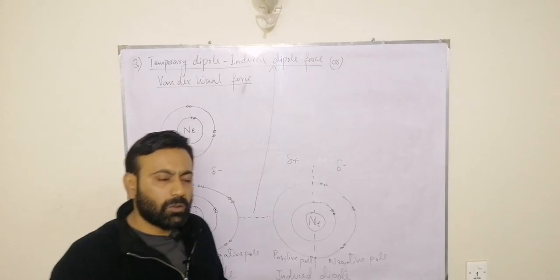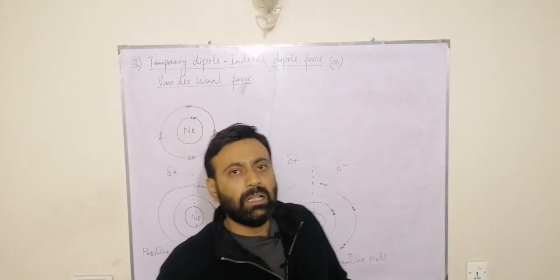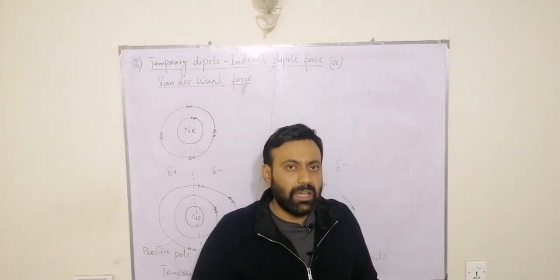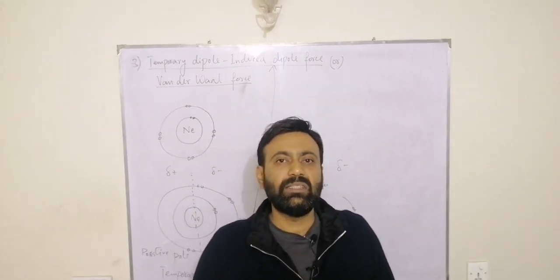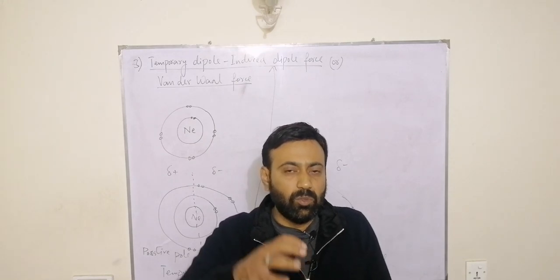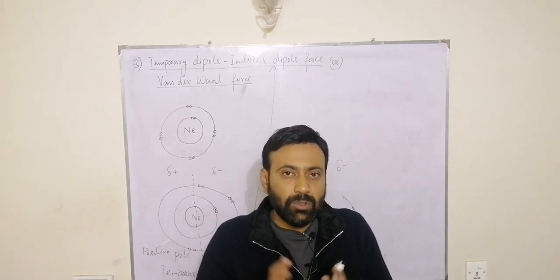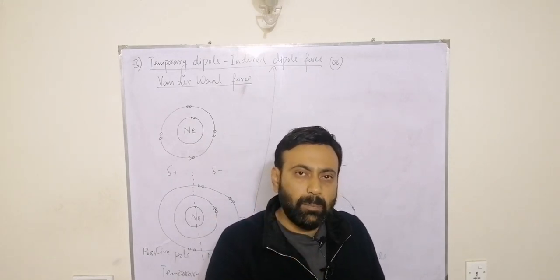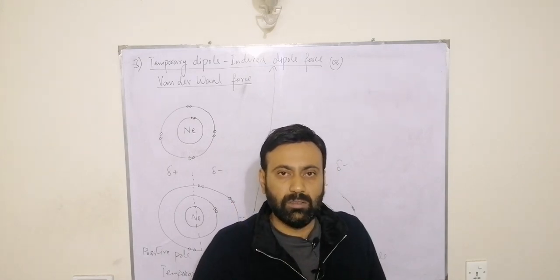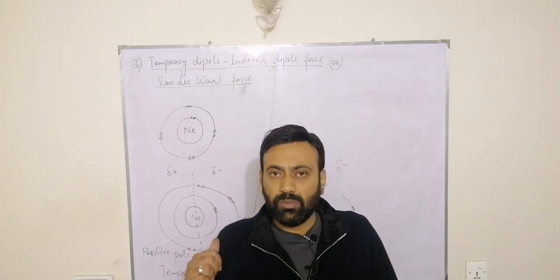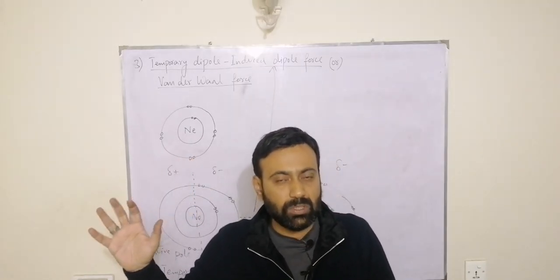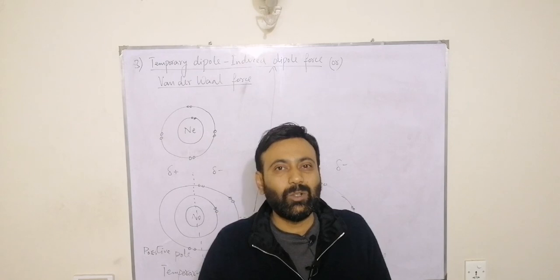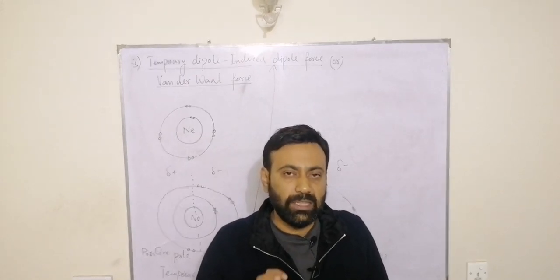Now let us talk about the strength of temporary dipole induced dipole force. As we know, this force of attraction originates because of the movement of electrons, so it would be directly proportional to the number of electrons. The strength of temporary dipole induced dipole force is directly proportional to the total number of electrons in the molecule.